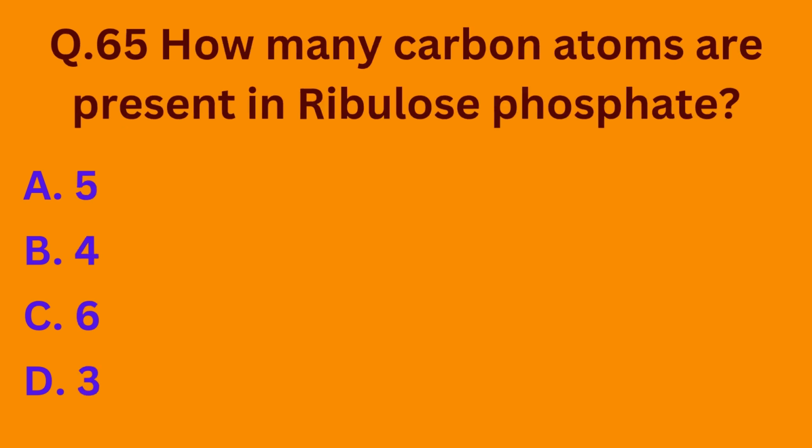Coming to next question. How many carbon atoms are present in ribulose phosphate? Option A, 5, option B, 4, option C, 6, option D, 3. So option A is the correct answer. Basically 5 carbon atoms are present in ribulose phosphate.